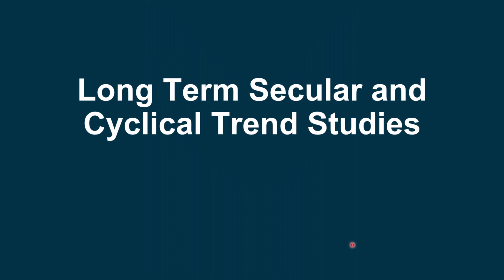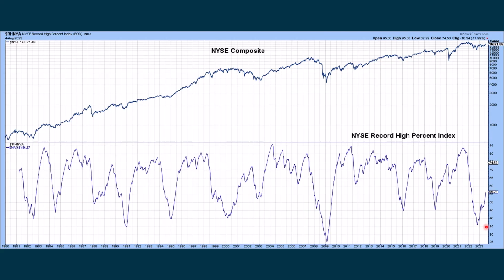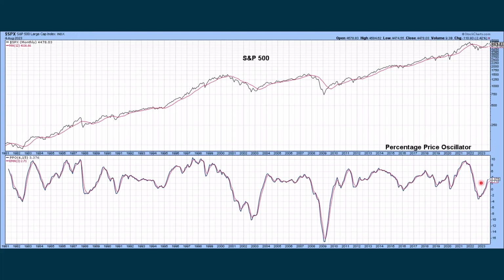Some long-term secular, which can mean decades, and cyclical, which can mean years, trend studies. We look at the NYSE composite on a monthly chart. It's above the moving average, and the KST curve on the bottom is crossing back above zero. This is turning more positive. Then we look at a daily chart of the NYSE, and then we look at a record high percent index. It continues to advance. We look at the S&P on a monthly chart and compare it with a monthly version of the PPO, showing that we're in an overall uptrend.